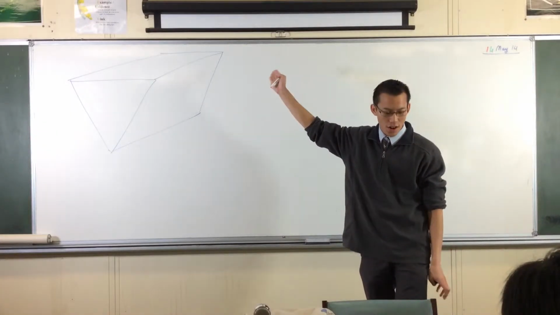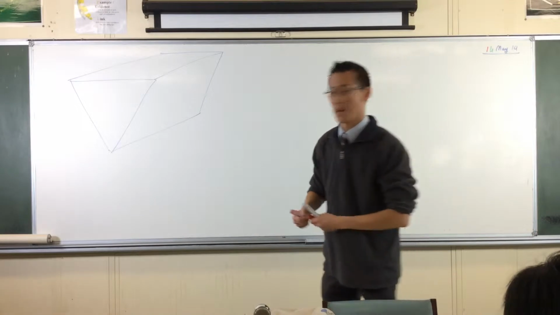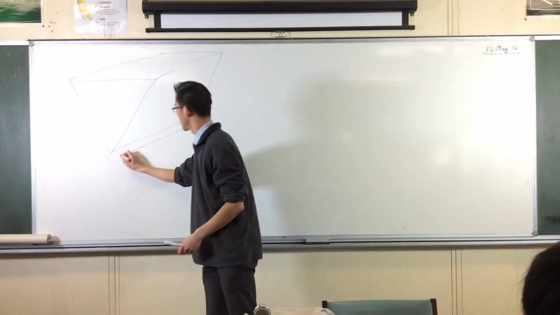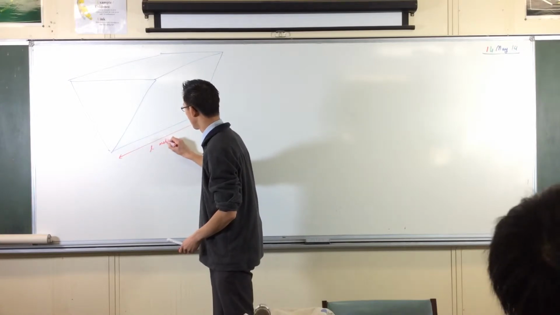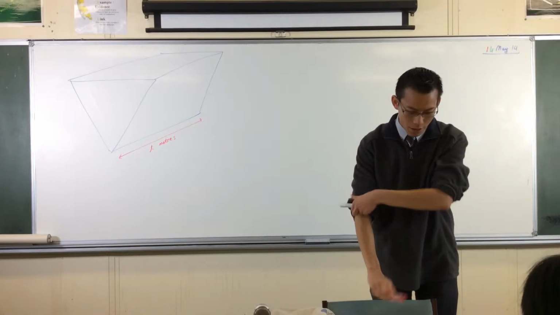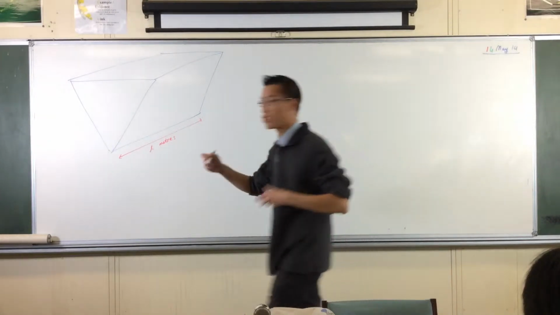The cross-section of a trough that is L meters long. Okay, let's put some information on here. L meters, where's that? That's the trough, it's L meters long. The cross-section is in the shape of an isosceles triangle of base measurement 2A meters.